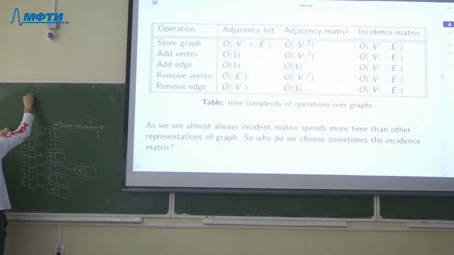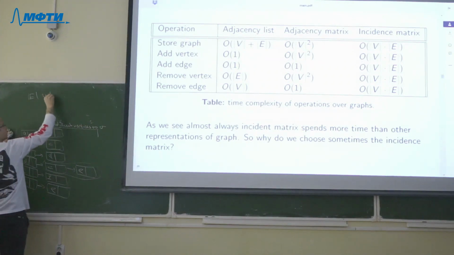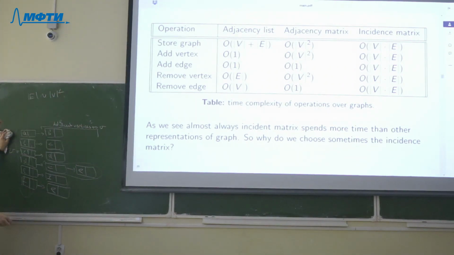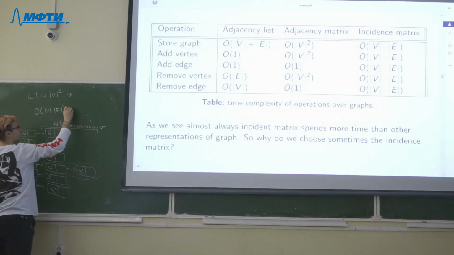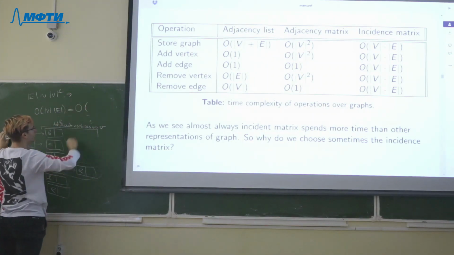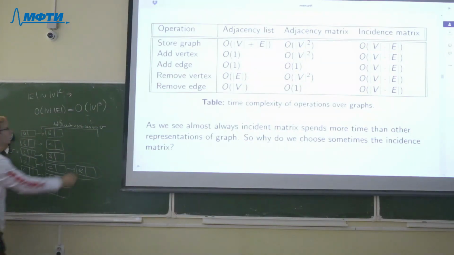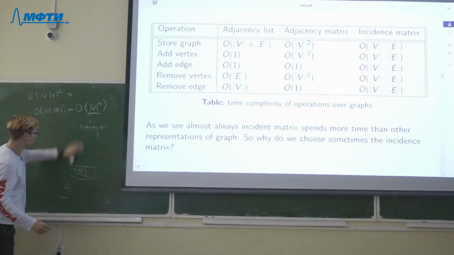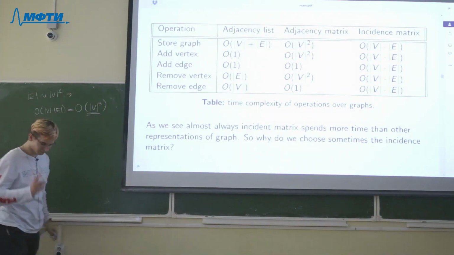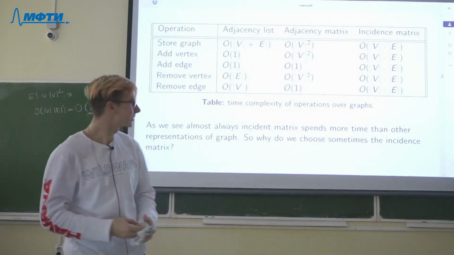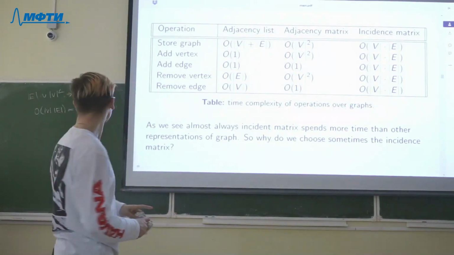No. When number of edges is similar to number of vertices squared, then the upper bound of number of vertices multiplied by number of edges is equal to the upper bound of number of vertices in third power. Yeah, it's very bad asymptotics. But there is only one advantage of the incidence matrix over the others.